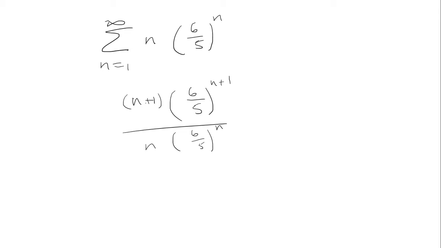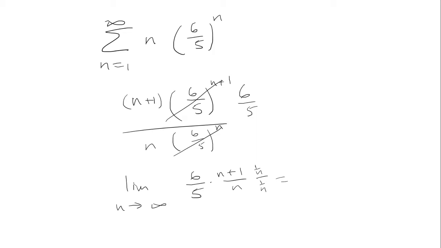Now, I can't really simplify n plus 1 over n, so I'm going to leave that as it is. But I could simplify 6/5 to the n plus 1 over 6/5 to the n. Notice the one with the n plus 1 exponent has an extra factor of 6/5. So this simplifies to 6/5 times n plus 1 over n. Now, I guess what we could do at this point is multiply everything by 1 over n.